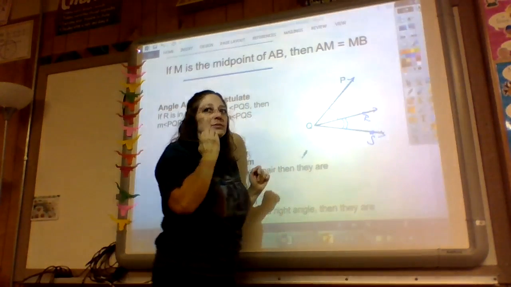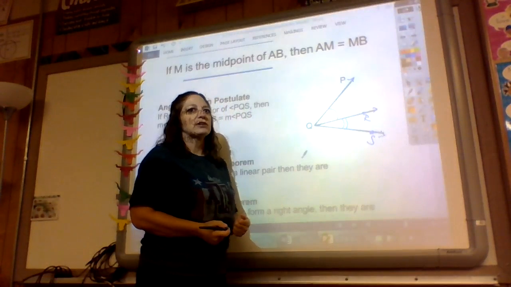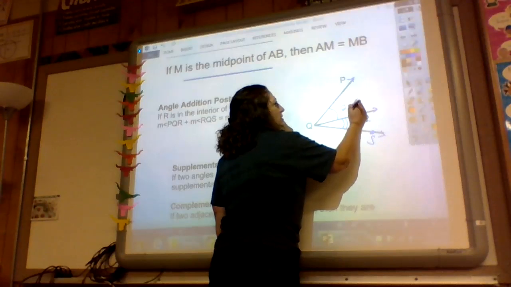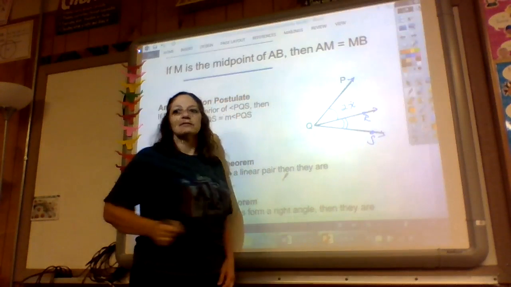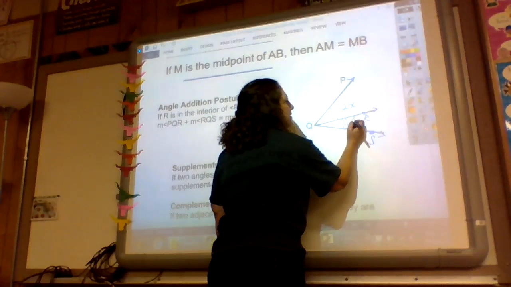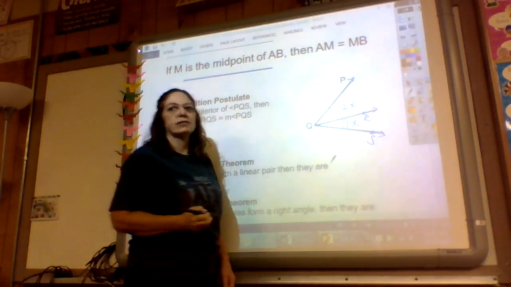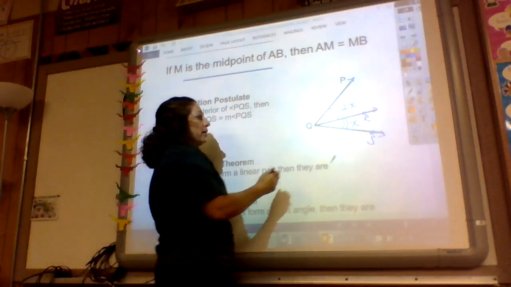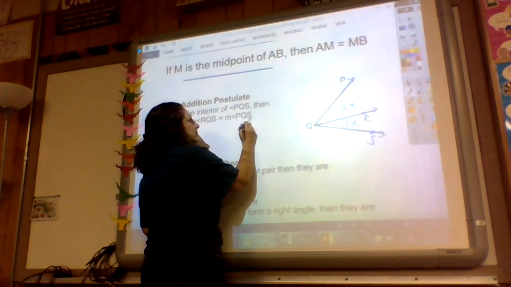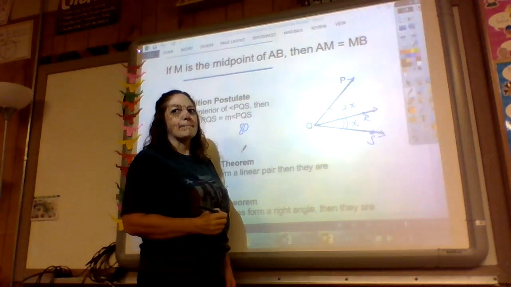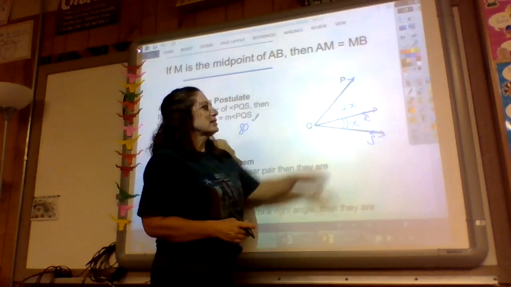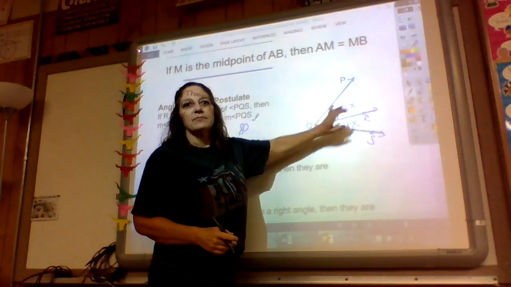Okay, let's put some variables to that and make a little algebraic expression so we can see our angle addition. I'm going to say that this angle, PQR, is 2x. This angle, RQS, is x. And then the whole angle, PQS, is 80 degrees. I want us to find the value of x and then see how many degrees each angle is.